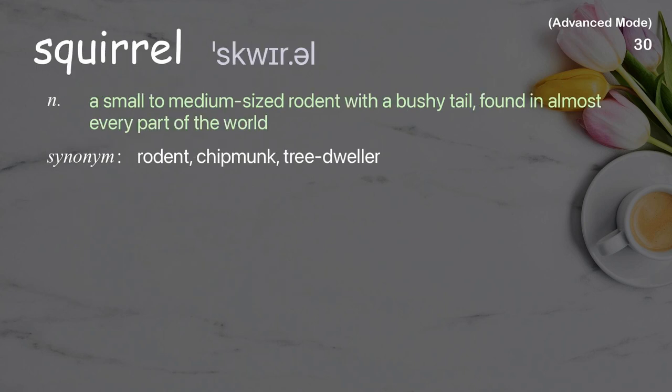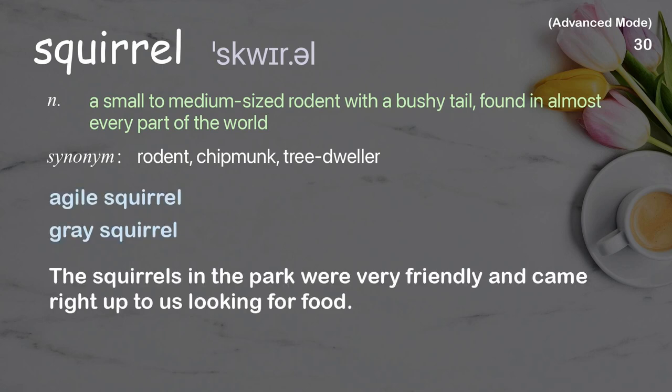Squirrel. A small to medium-sized rodent with a bushy tail, found in almost every part of the world. Examples: agile squirrel, gray squirrel. The squirrels in the park were very friendly and came right up to us looking for food.